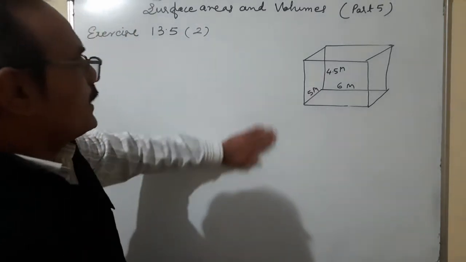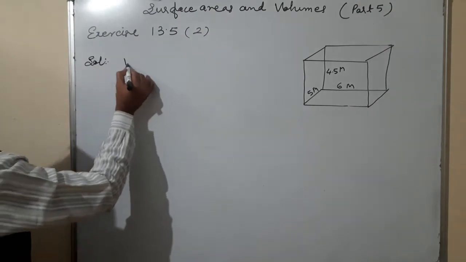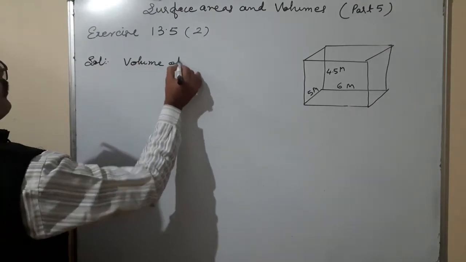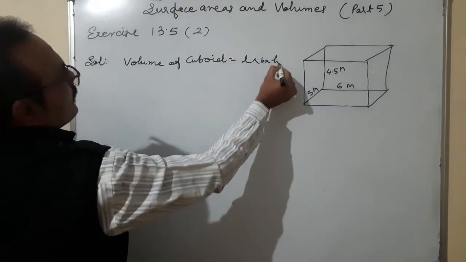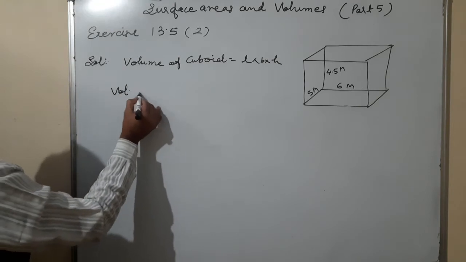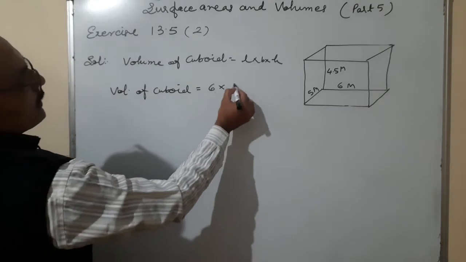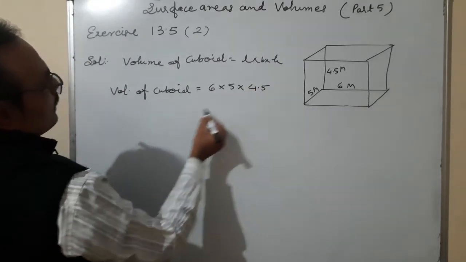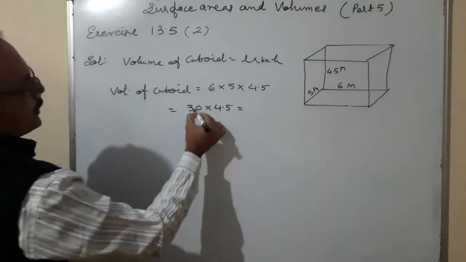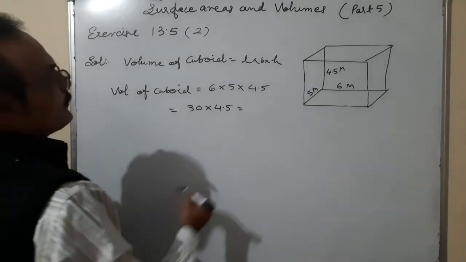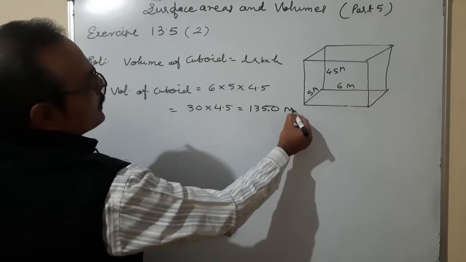So we are first finding the volume of the cuboid. Volume of cuboid is L into B into H. So volume is equal to length 6 into 5 into 4.5. 6 times 5 is 30, multiplied by 4.5. 45 times 3 is 135. 1350, after the decimal point place it, 135 meter cube.